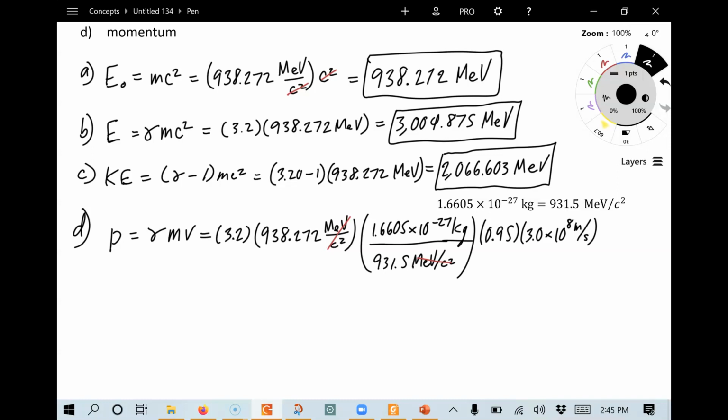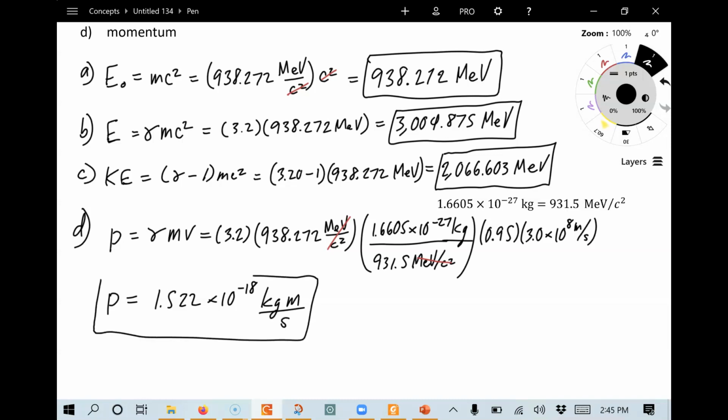second. And when we compute all of these numbers together, we're going to get an answer in SI units, and it comes to 1.522 times 10 to the minus 18th kilograms meters per second. That's the momentum of that proton. Very small because that's such a tiny mass.